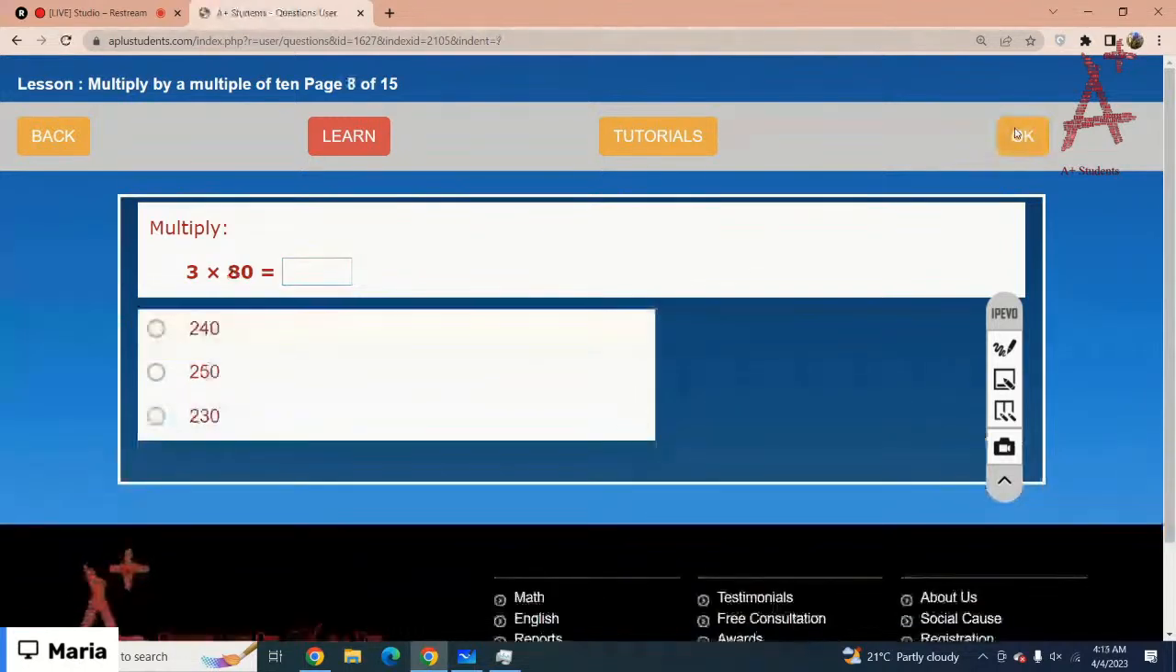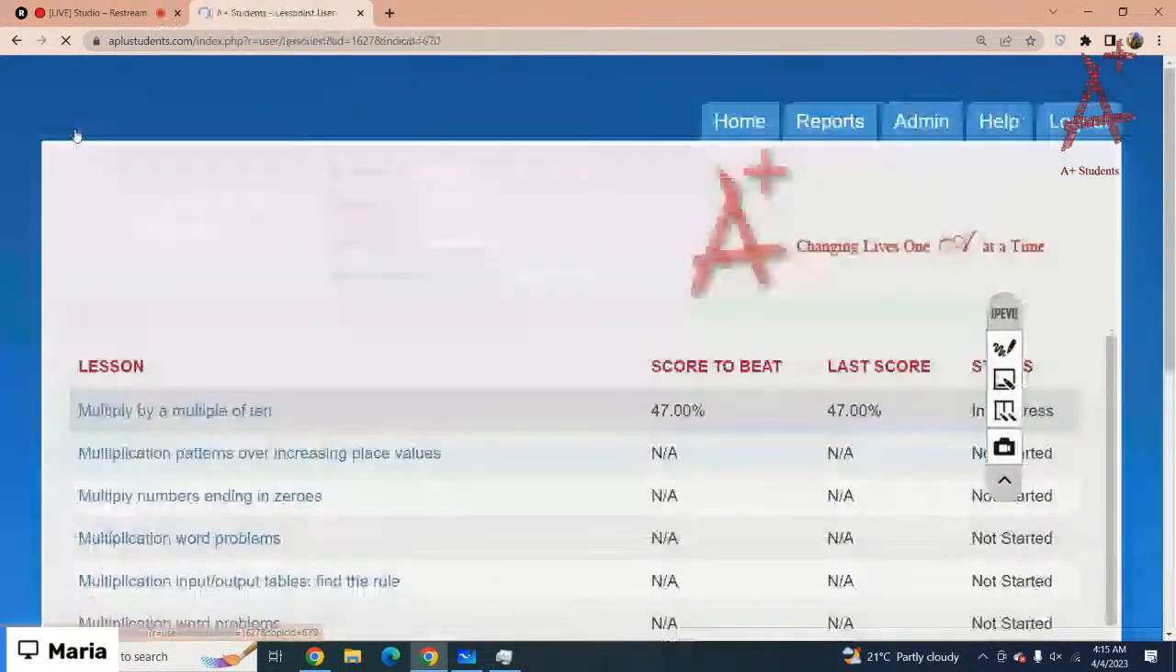Okay, the next one is 3 times 80. So which is the correct option? 3 times 8 is 24, got it. So it will be 240. So the correct option is 240. Okay, you can complete the test by yourself later today. Let me just move on to the next lesson.